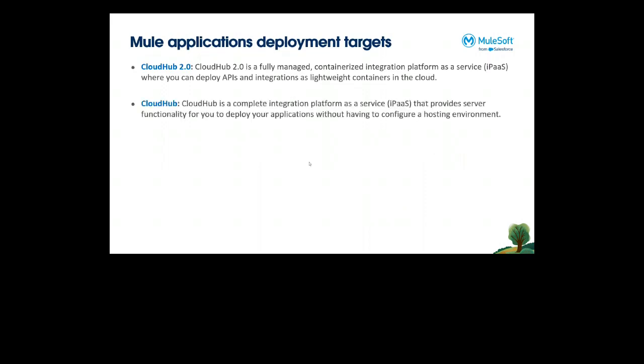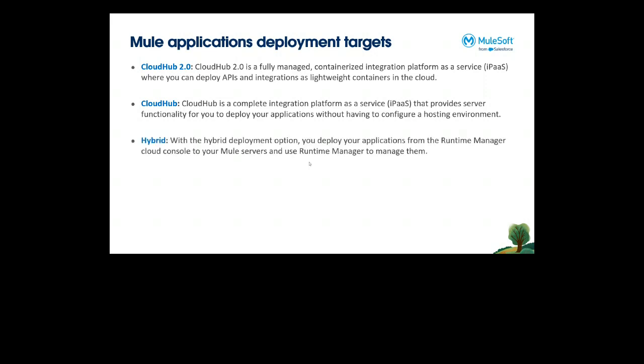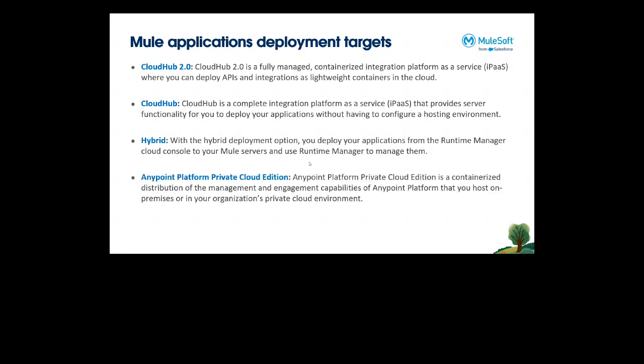As given in the MuleSoft docs, we can deploy MuleSoft applications to 5 different targets using our Maven plugin. CloudHub 2.0 and CloudHub are MuleSoft-provided cloud-based iPaaS services where the application is deployed and managed by MuleSoft. Next, we have hybrid, where we are deploying the application to our own on-premises server but using Runtime Manager to manage it. An example of this could be our Flex Gateway.